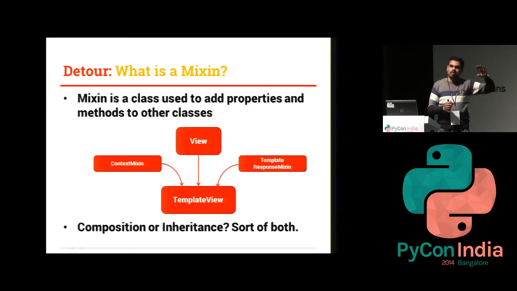context mixin to populate the context and simply find out what template it is and renders that template. It becomes so easy because it is leveraging.